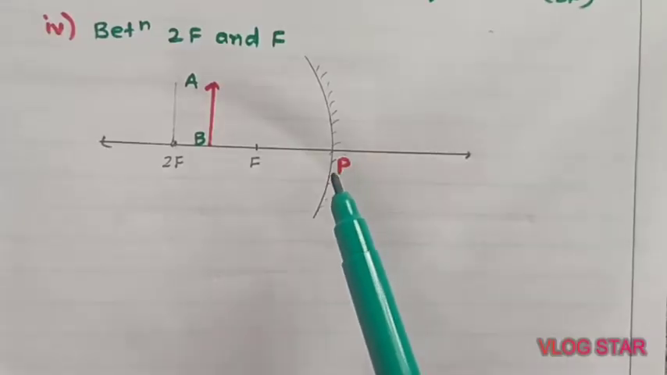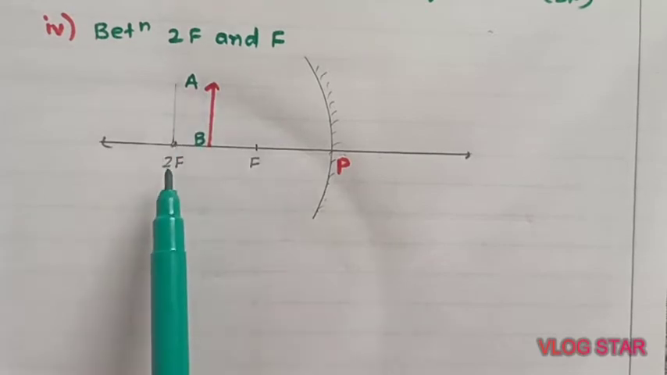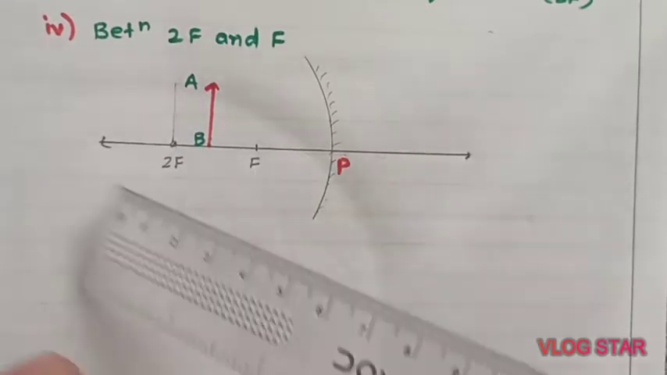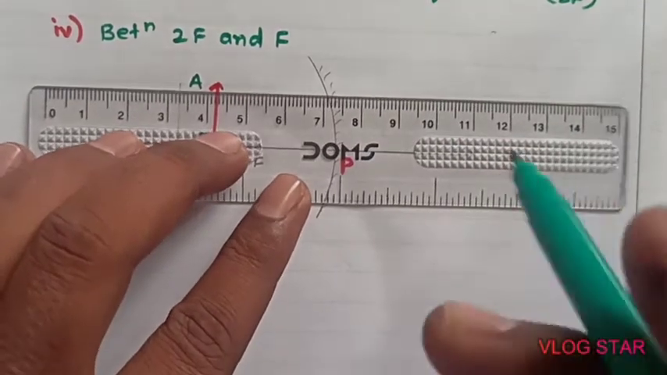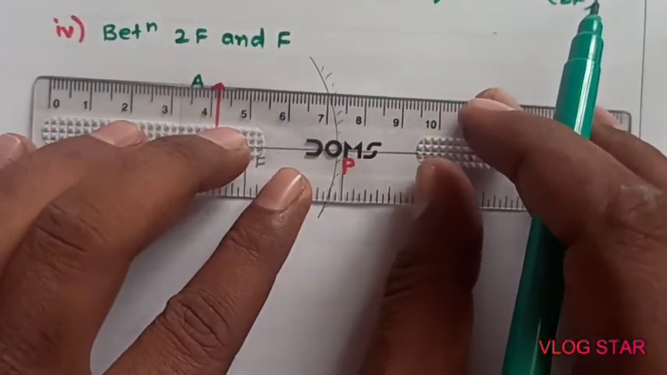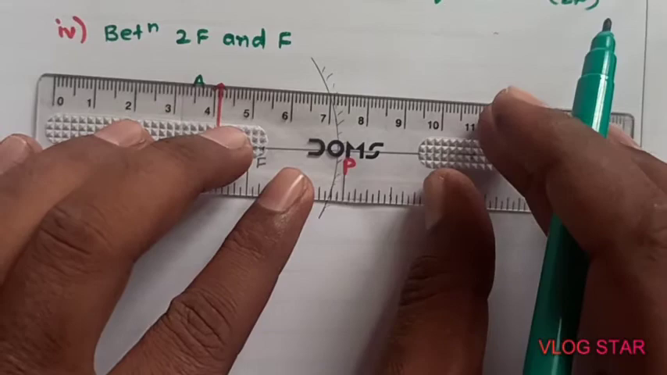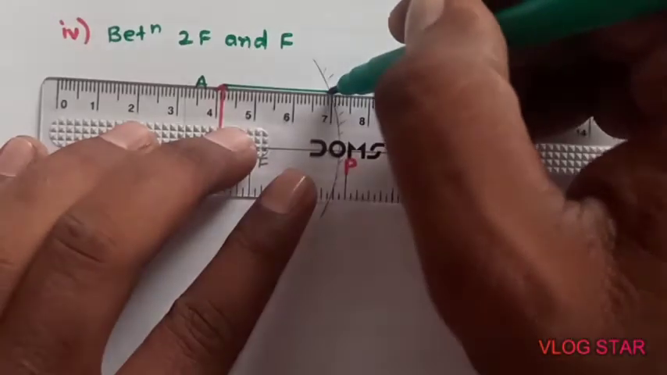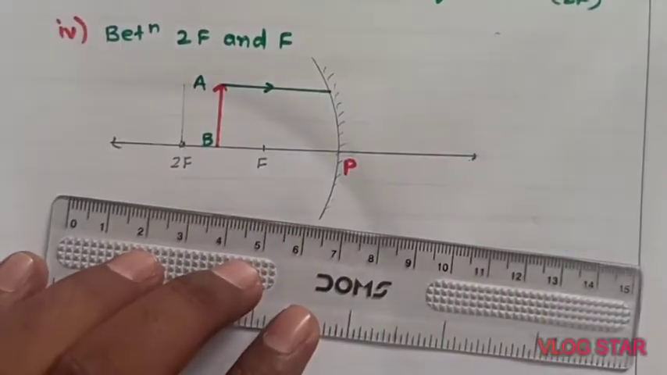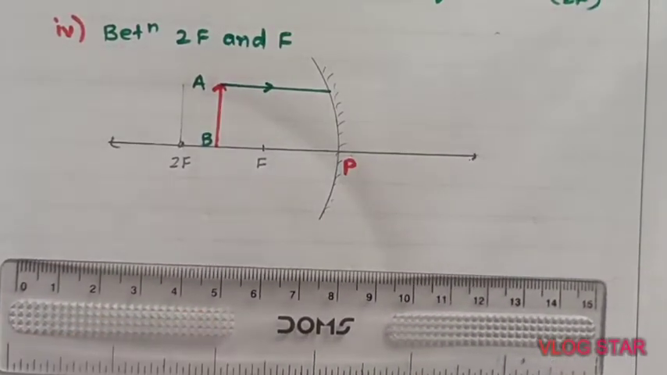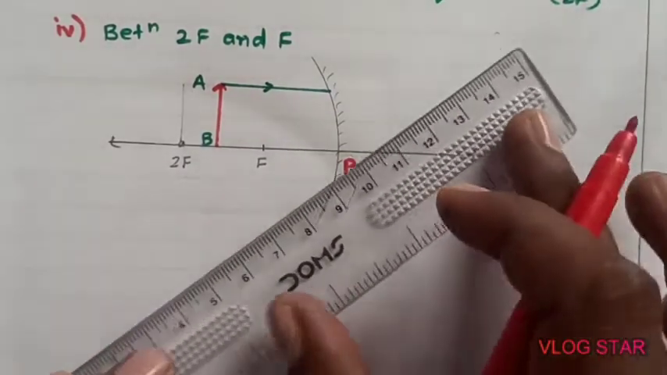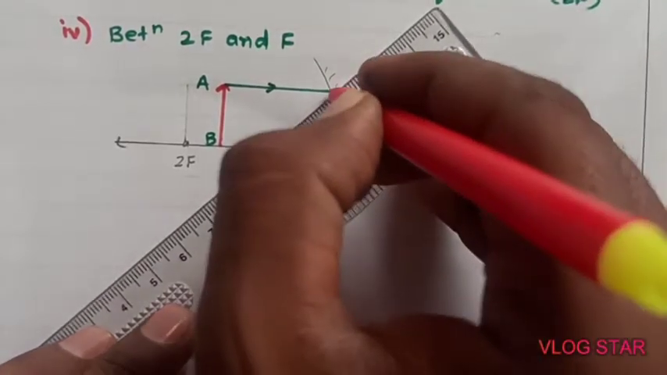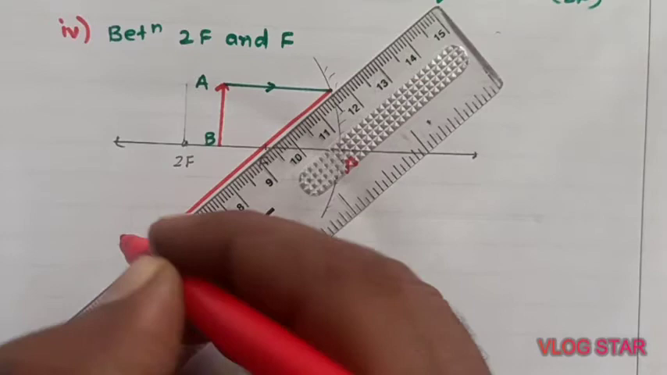The fourth position: the object is placed between the center of curvature and the focus. Rule 1: the incident ray is parallel from A. We want an image of A, so automatically you will get an image of the entire AB. So the incident ray is parallel. You can use a pencil; for your understanding, I am drawing with the help of a sketch pen. So the reflected ray must pass through the focus.